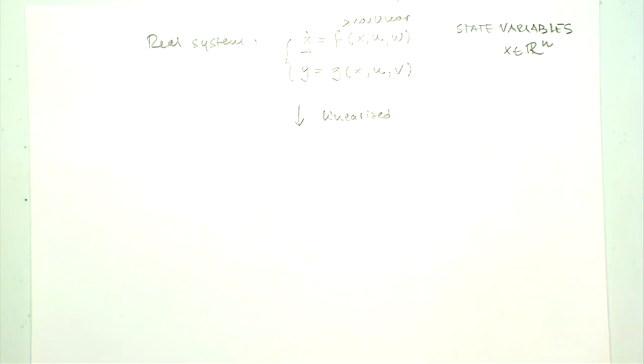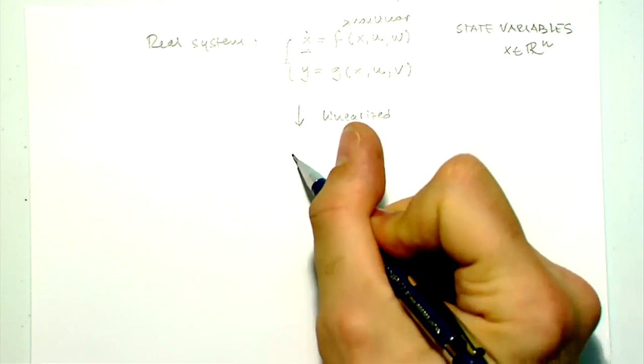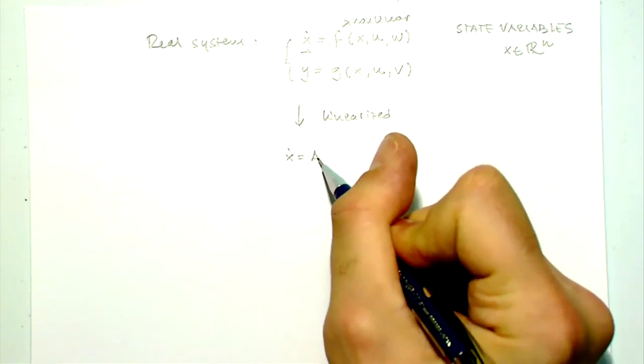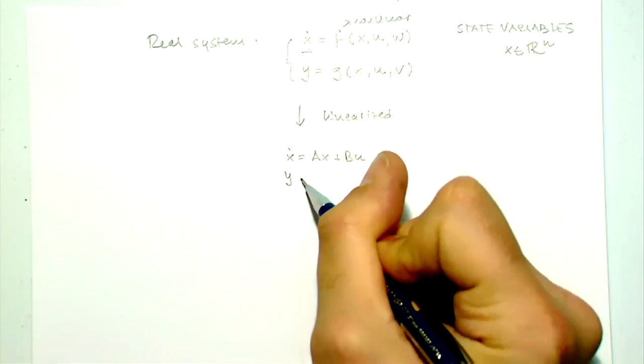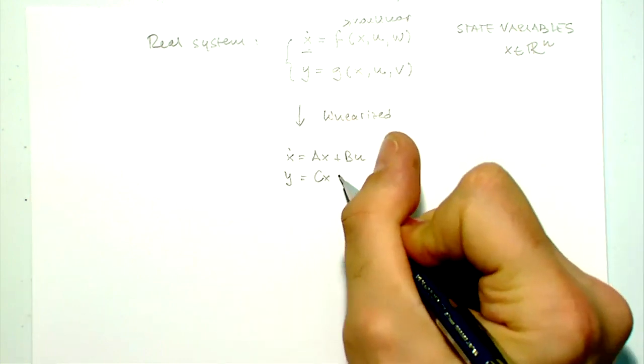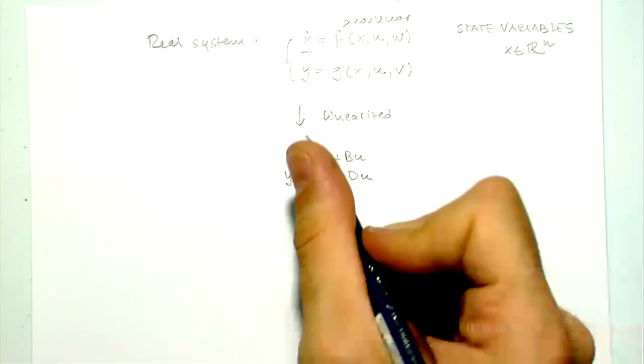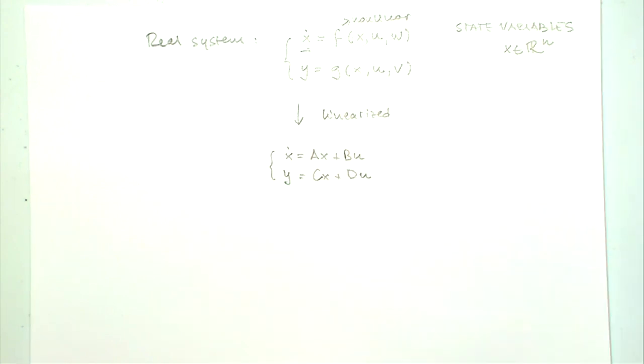Generally speaking, in control systems, there is a lot of stuff that is known for linear systems. You will see throughout this course that once we arrive at a form that is x dot equals Ax plus Bu and y equals Cx plus Du, we can pretty much tell everything there is to know about the system.